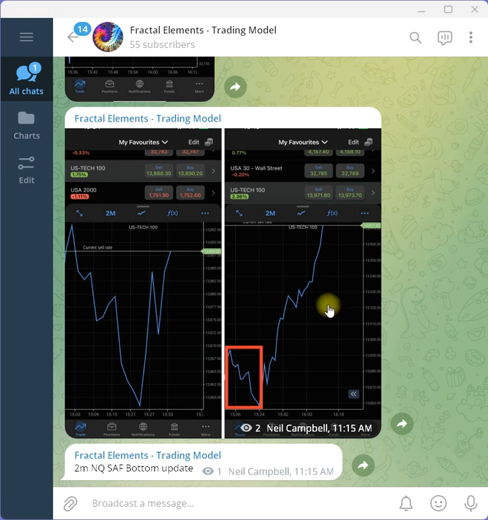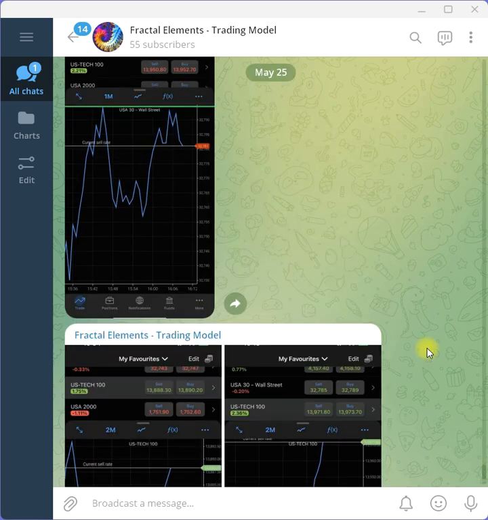Look to the chart on the right and look what happened. 1, 2, 3, 4, 5. The fractals denote a turn. Look at the left, look at the right. It's one example of a fractal. We'll take a look at another one here.